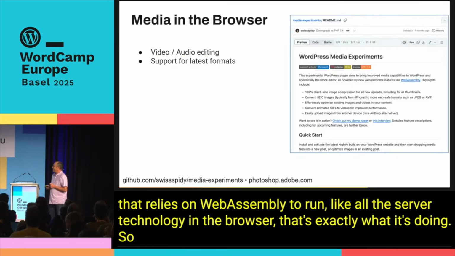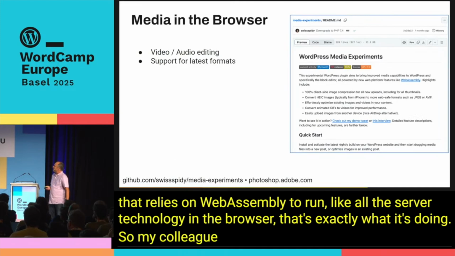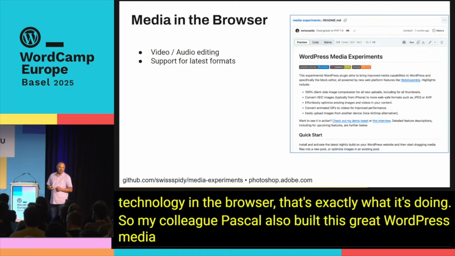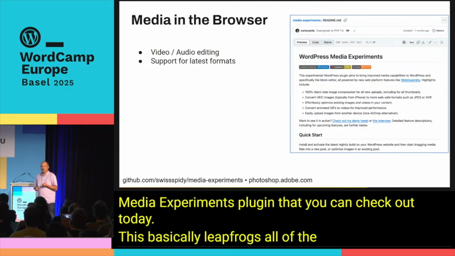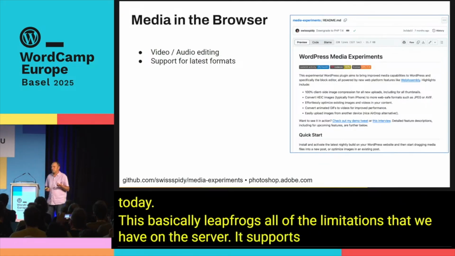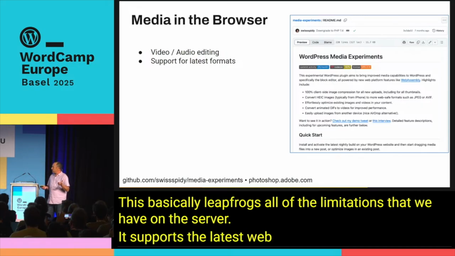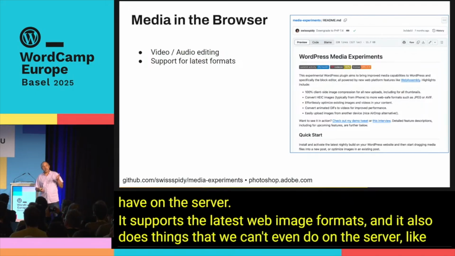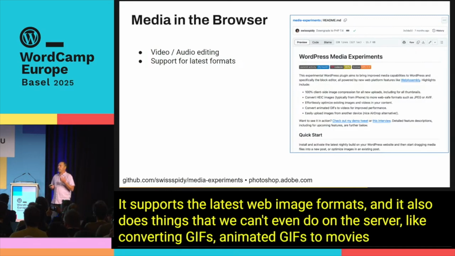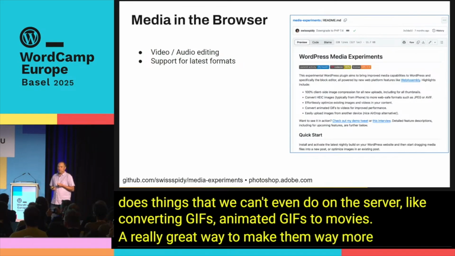So my colleague Pascal also built this great WordPress Media Experiments plugin that you can check out today. This basically leapfrogs all of the limitations that we have on the server. It supports the latest web image formats, and it also does things that we can't even do on the server, like converting animated GIFs to movies, a really great way to make them way more performant. We can't even do that.